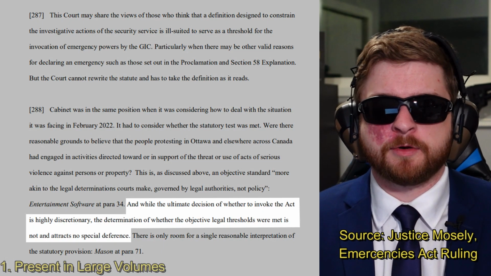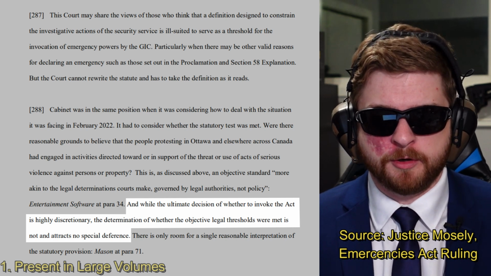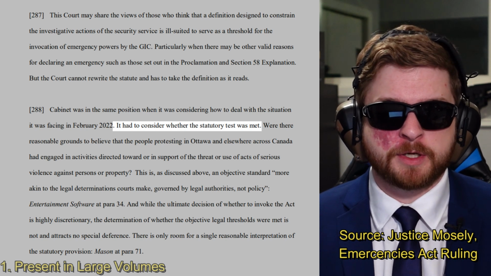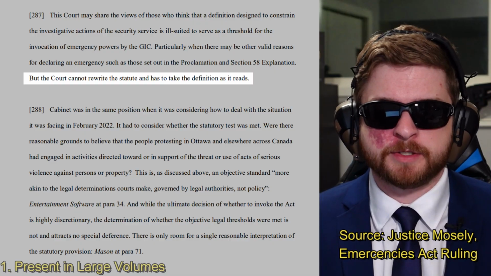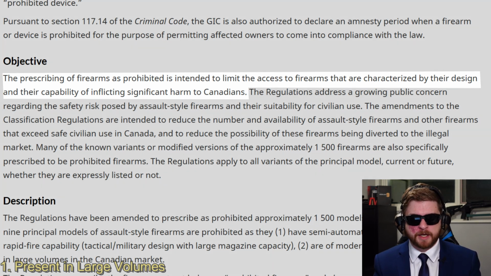Now, Cabinet cannot use the authority that they do not have to promulgate regulations, even if they claim their intentions are pure. And therefore, public safety is only relevant to us in this case if the proposed characteristics or capabilities are real, and if they actually relate to a firearm's dangerousness. This is even backed up by the clearly stated objective in the RIAS, where they say, the prescribing of firearms as prohibited is intended to limit access to firearms that are characterized by their design and their capability of inflicting significant harm to Canadians. So now that we know the legal context, we have to ask the factual questions.